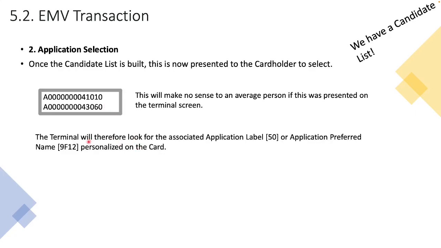Remember, we spoke about this in the EMV issuing section, and I did allude to it in the previous slide, where I showed that where the card responded back with data around an AID, it also came back with things like an application label and application preferred name. So that's very important. The terminal will look for the associated application label or application preferred name, which is personalized on the card. Application preferred name, if present, is the one that will be selected. If it's not present, the terminal will default to application label. When you personalize the card, remember, application label is mandatory, application preferred name is optional.